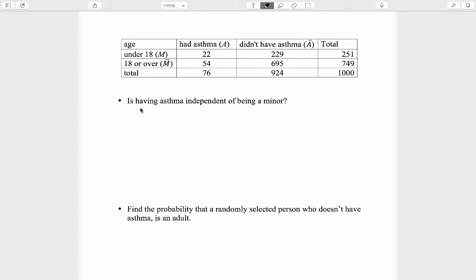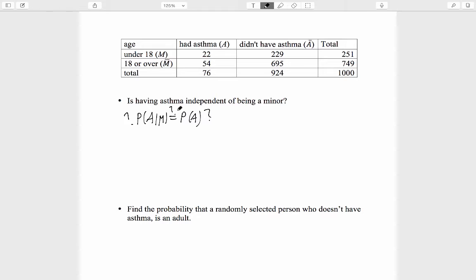Is having asthma independent of being a minor? We decide this by asking, does the probability of A given M equal the probability of A just by itself? Does the probability of A after knowing that someone is a minor equal the probability of A before knowing anything about their age? We put question marks here. We need to determine whether this is true.